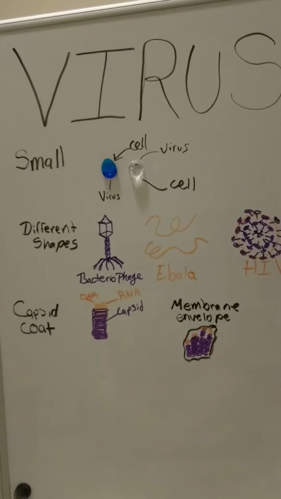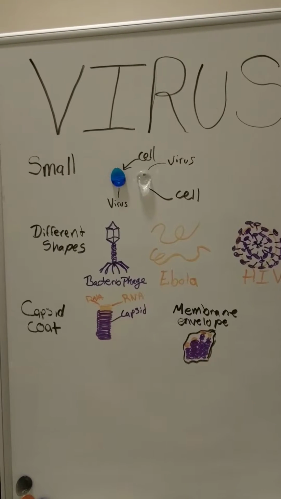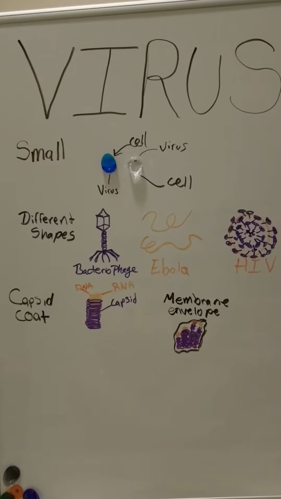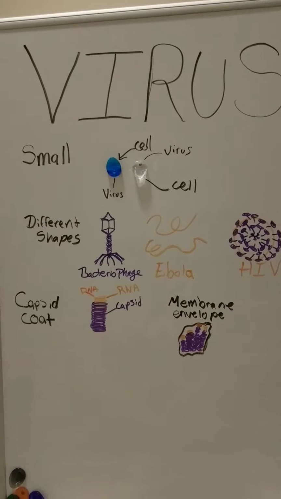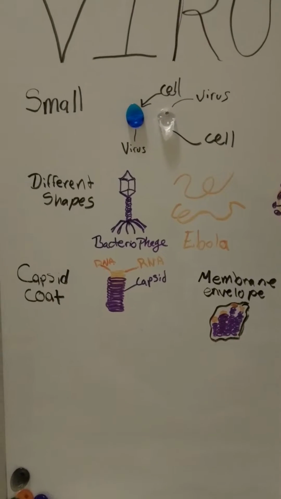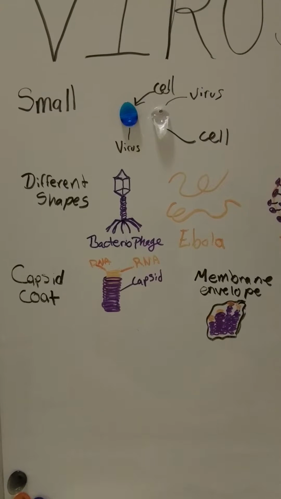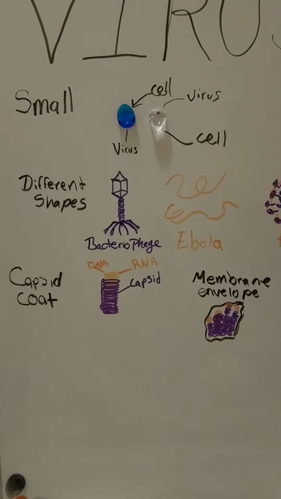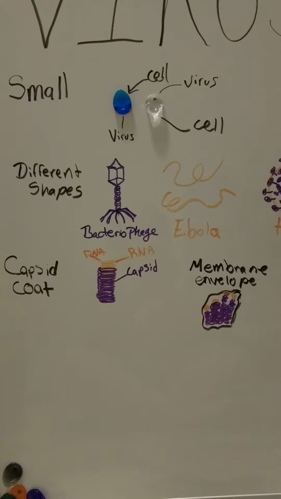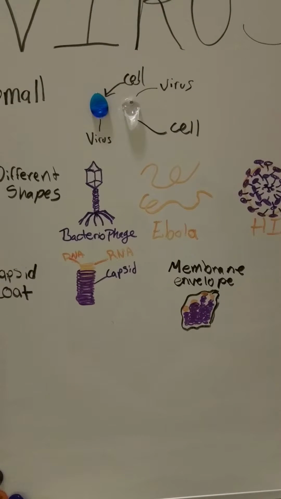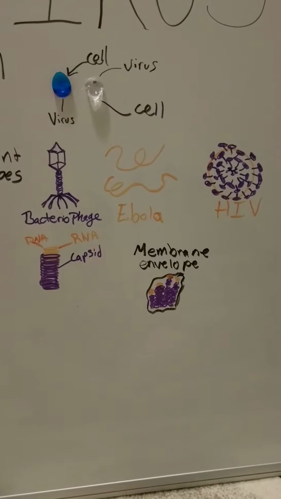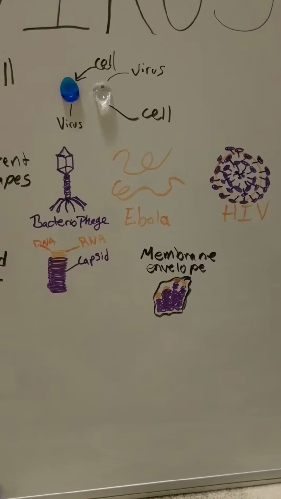So viruses are small and they're hard to see. They come in different shapes and can affect animals, humans, plants, and even some bacteria. I do have examples of the different shapes. The first shape that looks like a little geometric shape with legs, it's a bacteriophage. The second that looks like squiggly lines, that's the Ebola virus. And the third one that looks like a little ball with sticky ends, it's the HIV virus.